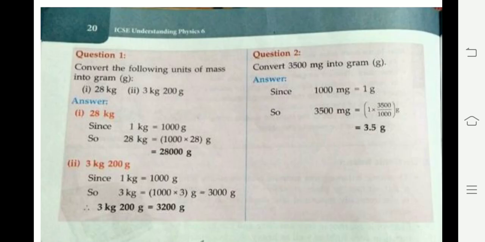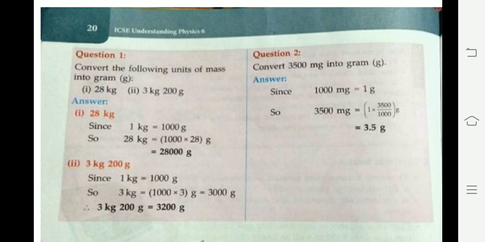Now open page number 20. So question number 1, convert the following units of mass into gram. So we know that 1 kg equals 1000 gram. So 28 kg, that means 1000 multiply 28, you get the answer 28,000 gram. 3 kg 200 gram. So firstly we convert 3 kg into gram, that means 3000 gram, and you should add 200, then you get the answer 3200 gram.